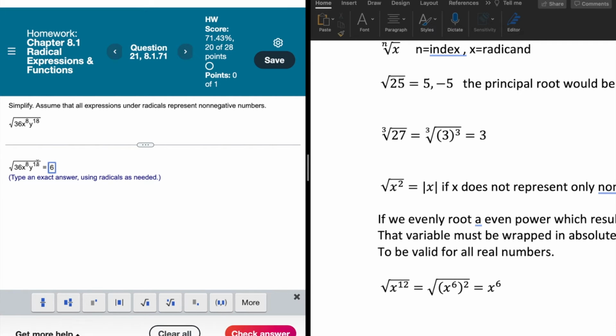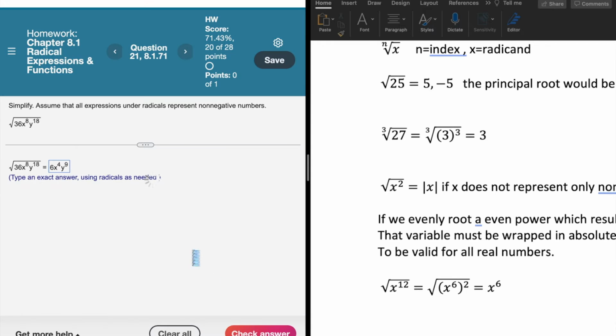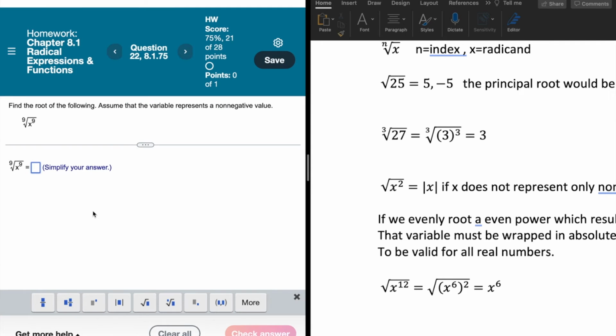So 36 roots to 6. X to the 4th squared is x to the 8th, so since x to the 4th is being squared, I'm just left with that. And same thing, I would have y to the 9th, since y to the 9th squared is what gives me y to the 18th. All right. Well, this is simply going to be x because a 9th root to the 9th power. Again, the idea is I was able to write the nth root of something to the nth power, and those will just cancel themselves out perfectly.